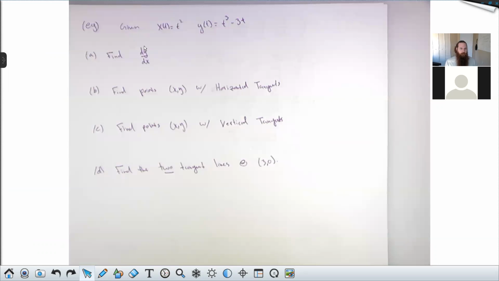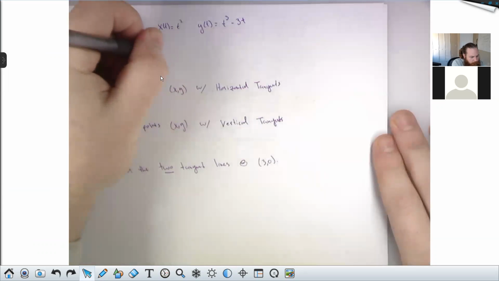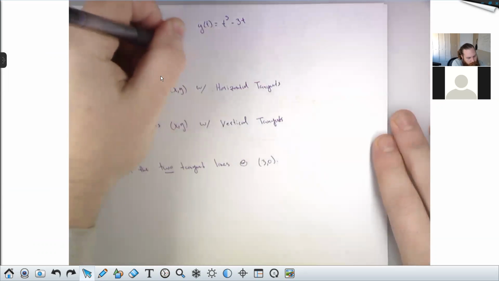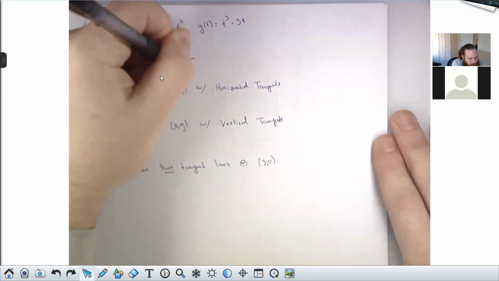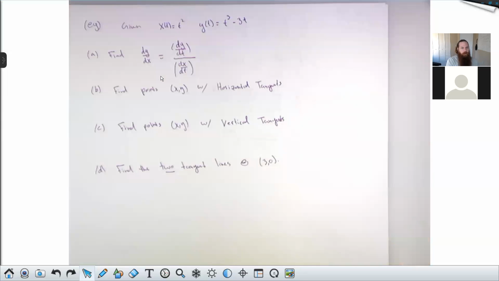So to solve part A, find dy dx for any parametric curve, you just have to remember that this is dy dt over dx dt. All right, and you do have to remember that. This is not something that you're going to see on a formula sheet. It's not something I'll include in the problems. You need to remember that dy dx is dy dt over dx dt.